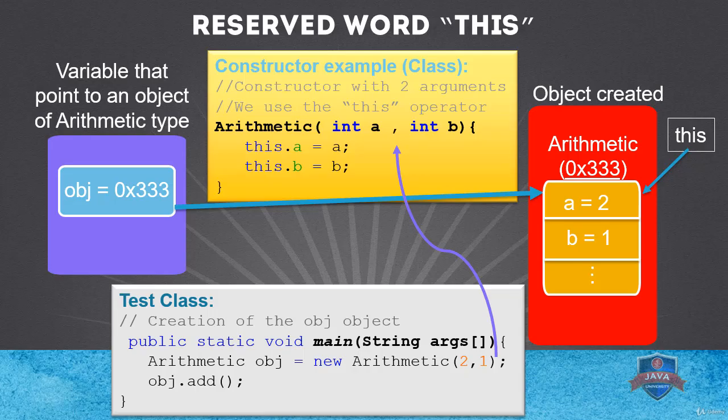If we look at the code, both the received arguments and the class attributes are called exactly the same, so the argument takes precedence over the class attribute. This is known as concealment of the class attribute. And to solve this problem, it's enough to use the this operator before the attribute, just as if we were accessing the attributes of a class by means of the dot operator.